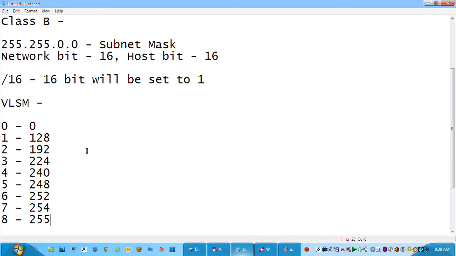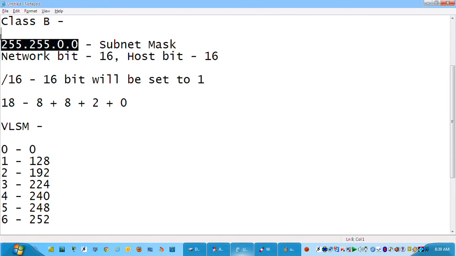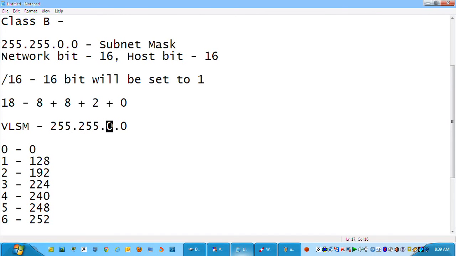Now, from this calculator, if I calculate what will be /18, you have to take 8 bits maximum. So 8 bits, then 8 bits, then 2 bits: 8 plus 8 is 16, plus 2 bits, then 0. Now you can see the VLSM will be 255.255. 2 bits means 192 and 0 means 0. So it has to be 255.255.192.0.